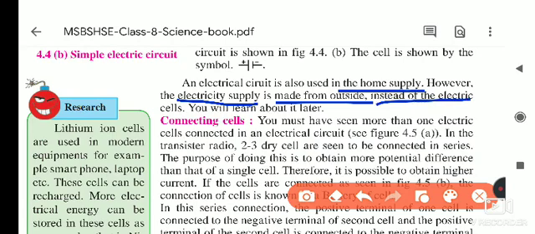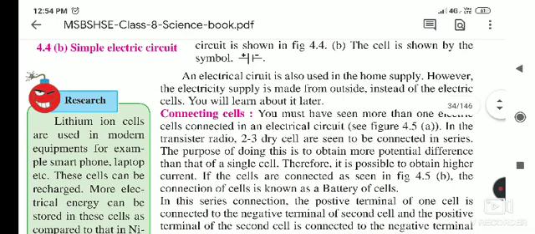Instead of electric cells, we will learn about it later. As I told you, an electric circuit is also used in home supply. However, the electric supply is made from outside, instead of from an electric cell. Where is it coming from?